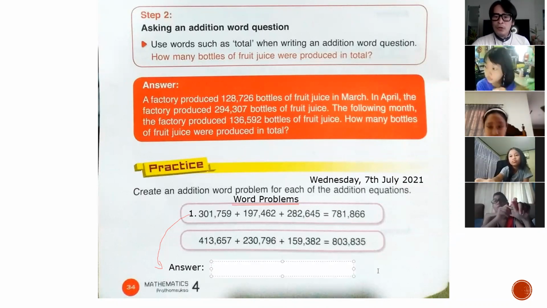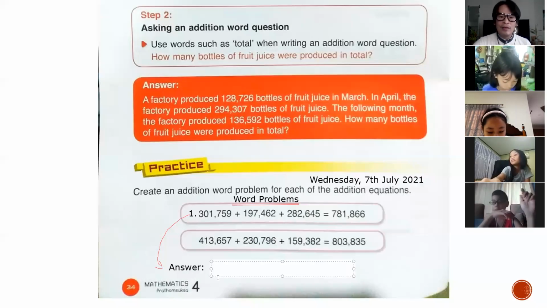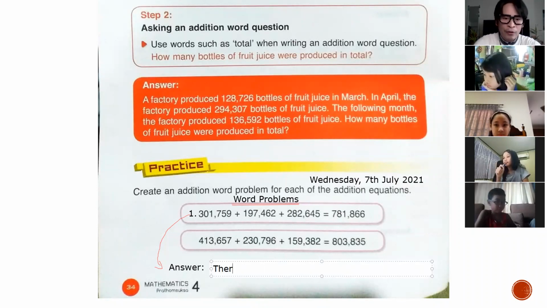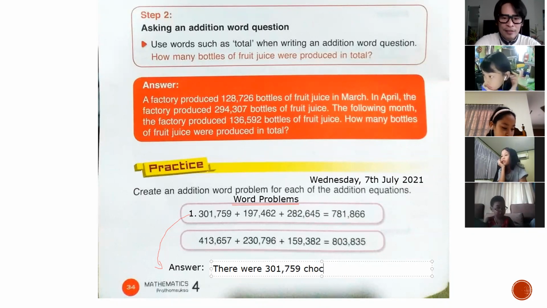What do you think should be the name of the things that you want? Toys, flowers, chocolate. Chocolate bars, right? Okay, so how will you say it? There were... okay, there were. You like "there were", it's your favorite word. There were 301,759 chocolate bars.